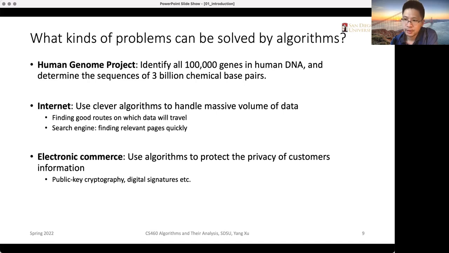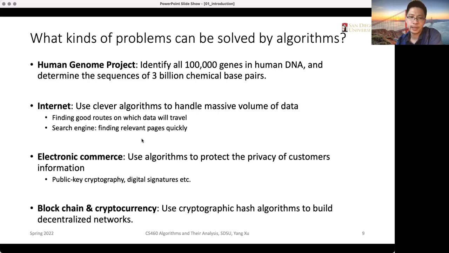decentralization technique or decentralization ecosystem in the recent era. Okay, so that is something we will touch a little bit about as well. Yeah, blockchain and cryptocurrency.